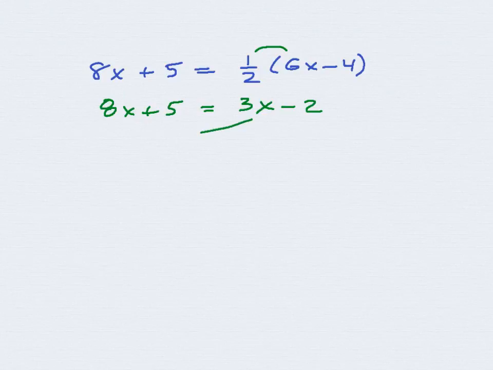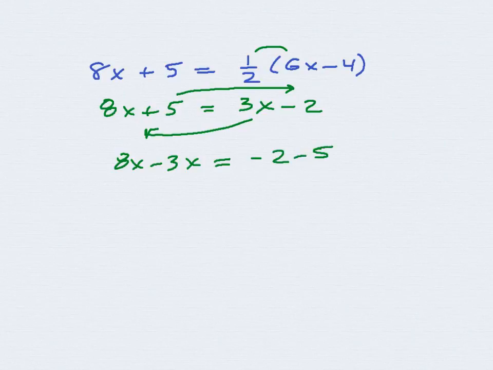Now the rules, letters on one side, numbers on the other side. You're going to get 8x minus 3x. Bring the 3x over, it changes. There's a minus 2 on the right that's already there, and bring the minus 5 over. Bring the 5 over and change it to a minus. This is going to give you 5x on the left and a minus 7 on the right. Then your job is to get rid of the 5. So you divide by 5, and you're going to get an answer of negative 7 over 5.